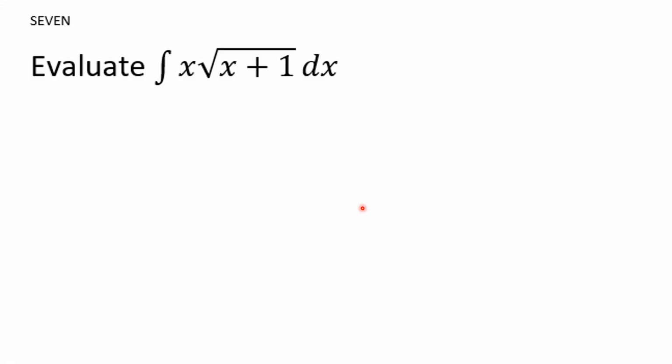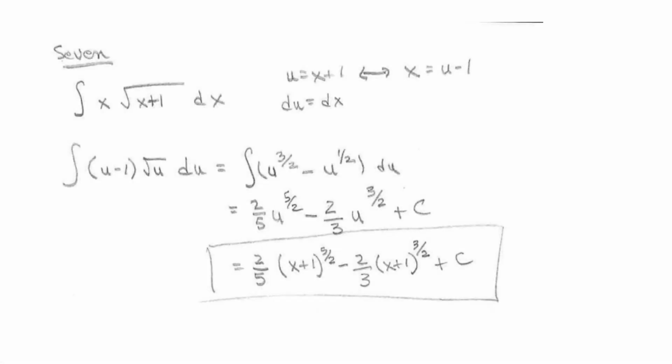In number 7, you were to evaluate this definite integral. You can make this substitution of u equal x plus 1. That means x is equal to u minus 1 and du is dx. And so I just make that straightforward substitution, do the algebra, and do the integration, and return to my native variable, which was x. And so this is the solution, 2 over 5 (x plus 1) to the 5 halves minus 2 over 3 (x plus 1) to the 3 halves, plus a constant of integration.